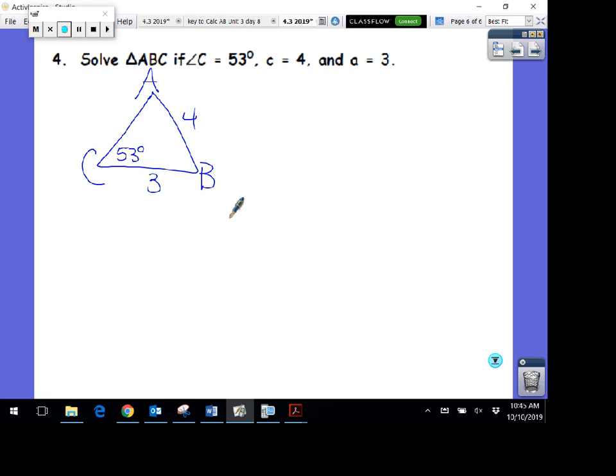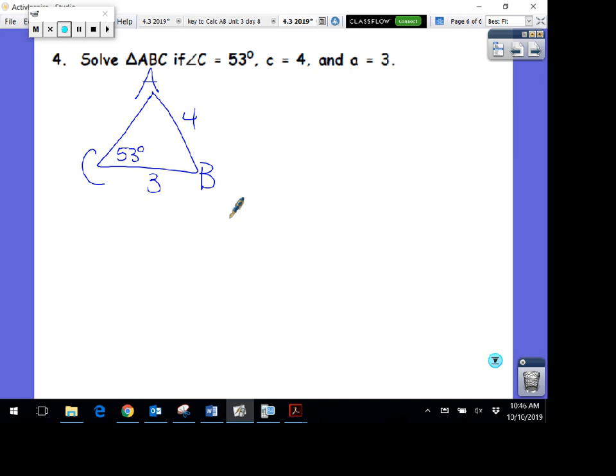So, side side acute angle. But what do I know about angle A? What does it have to be? Acute, right? Because we know for sure it is smaller than 53. We don't know how small, but we know it has to be smaller than 53. So is there any way for A to be obtuse and acute? And that's the angle that would add up to 180, but that's not possible.